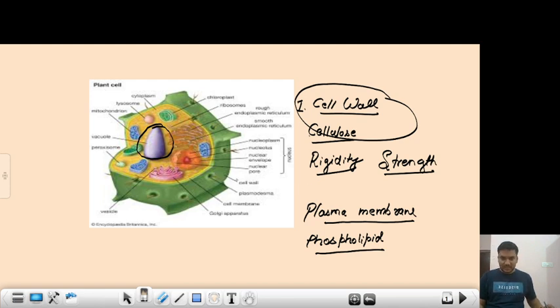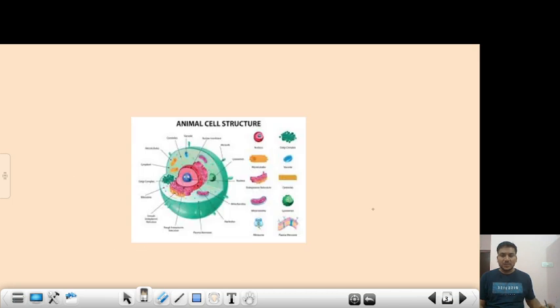Here you can see in the case of a plant cell, there is a cell wall. Another important thing is the presence of plasmodesmata. Plasmodesmata are the connections between two plant cells. This is the cell membrane. Another important organelle is the Golgi apparatus, mitochondria, all the other things are present. Another important thing here in the case of a plant cell, you see the nucleus is present at the periphery, that is near the cell wall. But in the case of an animal cell, you see the nucleus is located in the center. So it is another major difference.